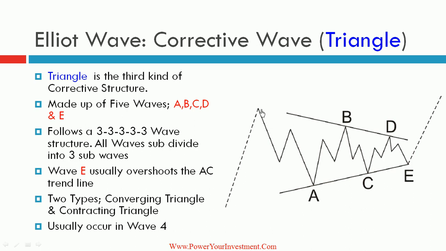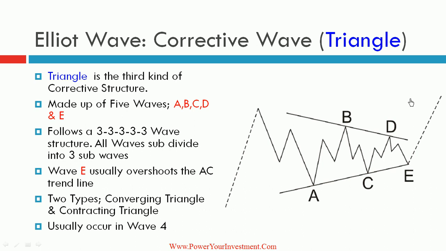Now what does it mean? It means wave A divides into 3 waves, 1, 2, 3. Wave B again into 3 waves, 1, 2, 3. Wave C into 3 waves, 1, 2, 3. Wave D again into 3 waves, 1, 2, 3. And wave E again into 3 waves, 1, 2, and 3. Now usually in a triangle, wave E often overshoots the trend line of AC. So it can go down and again take a sharp move on the upside.